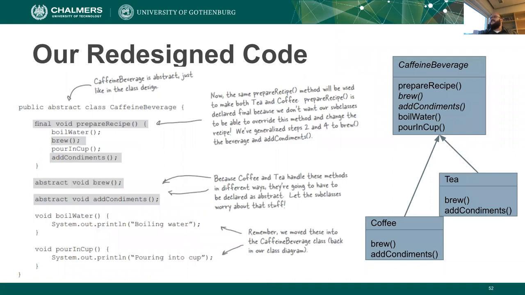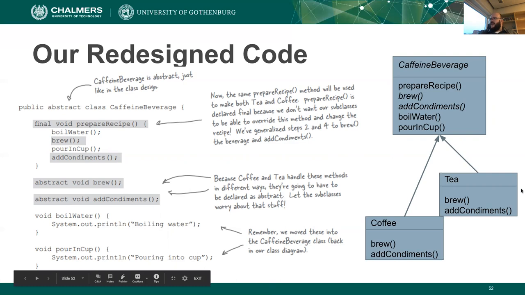So we can redesign this code a little bit, right? We could have a caffeine beverage with a prepare recipe method, an abstract brew and add condiments, and then concrete boil water and pour in cup. And then each of these children implement the code themselves that's unique, right? We have this class caffeine beverage. It's an abstract class, and then we have concrete children that we create.